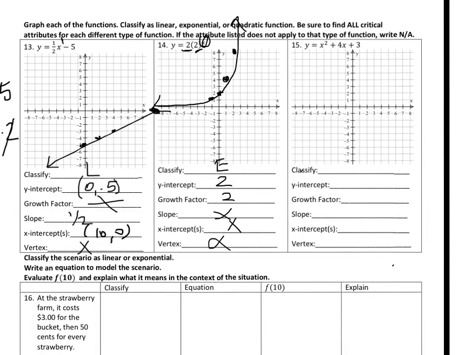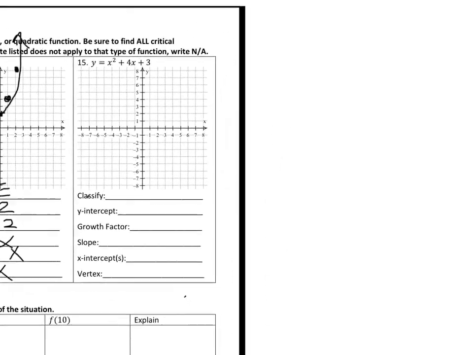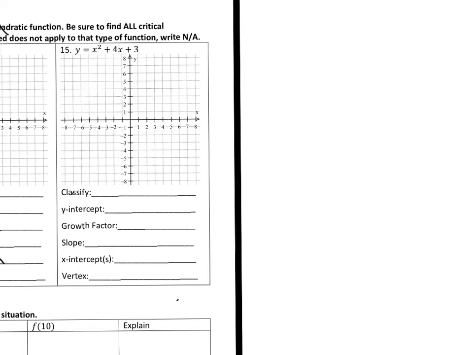Last but not least, the one that we struggle with the most, so let's get some space over here. Okay, the quadratic. It's a quadratic because it has an exponent of 2. Okay, classify, quadratic, nice. Y-intercept is always this constant right here. That's one of our points. Good. It does not have a growth factor. Slope, it doesn't have one as well. Only a line has a slope.